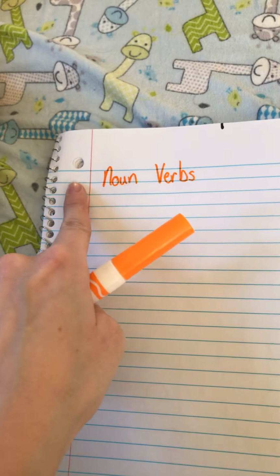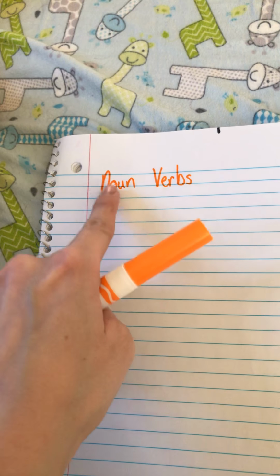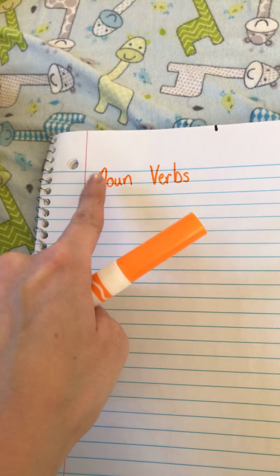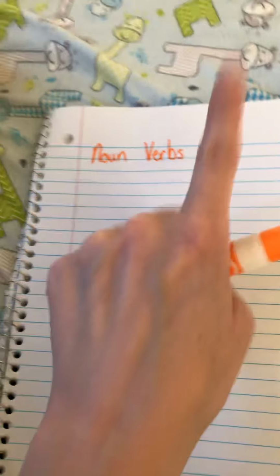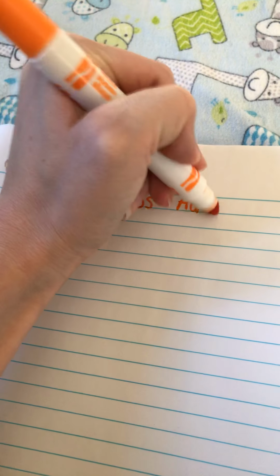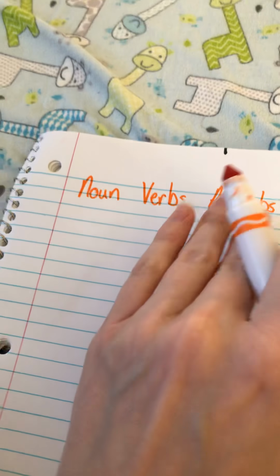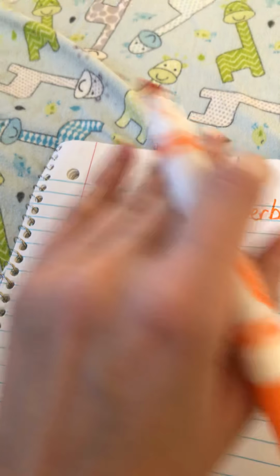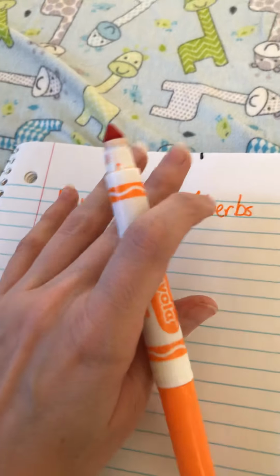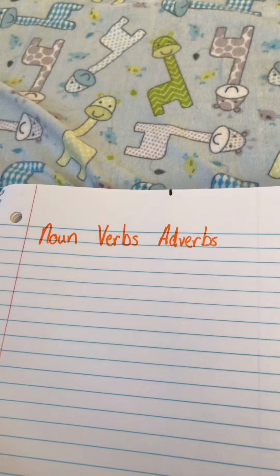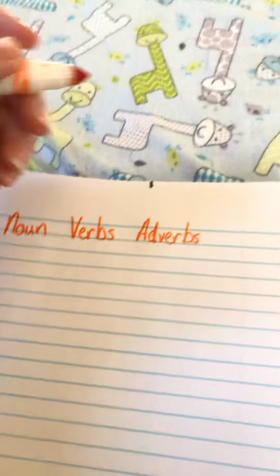Remember, with nouns, it's not subject nouns because objects of the prepositions are also a who or what question. So we just say nouns. Verbs is what is being talked about. We have the adverbs, which can modify a verb, adjective, or another adverb. And those are the how, when, and where questions.